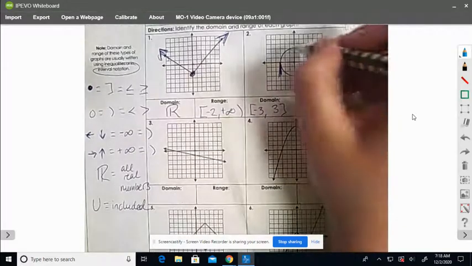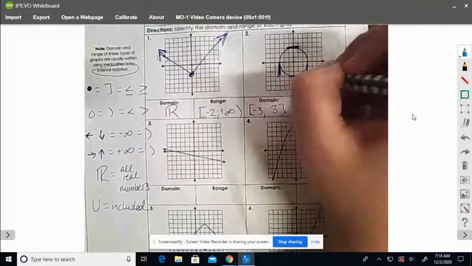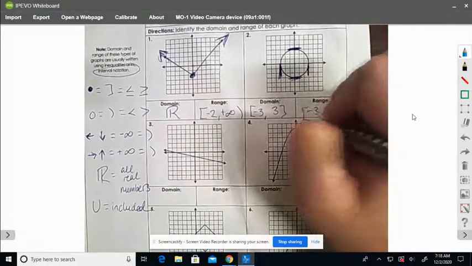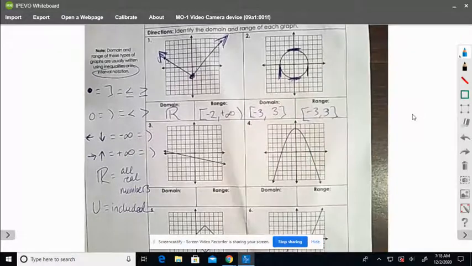Range is up and down, so it never goes above this or below this point, and that's actually -3 and 3 again. And they would still be brackets because this is a continuous part of your function.